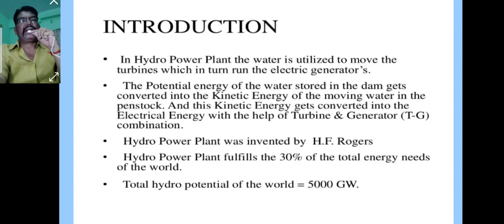Hydropower plant was invented by H.F. Rogers. Hydropower plant fulfills 30% of the total energy needs of the world. Total hydro potential of the world is 5000 gigawatt.